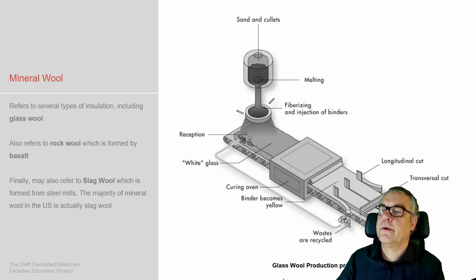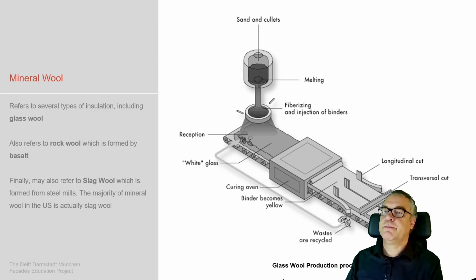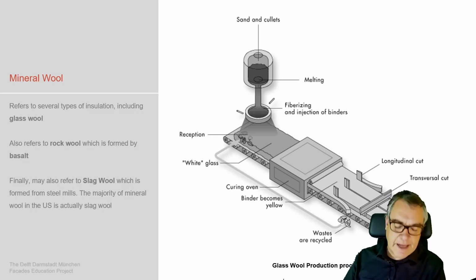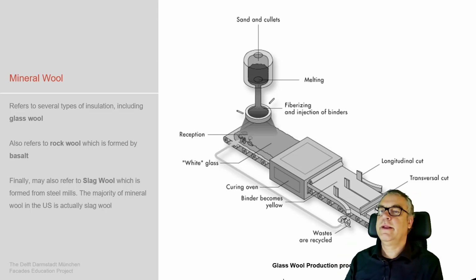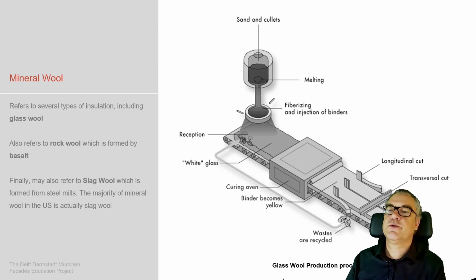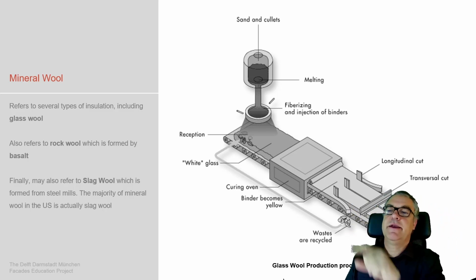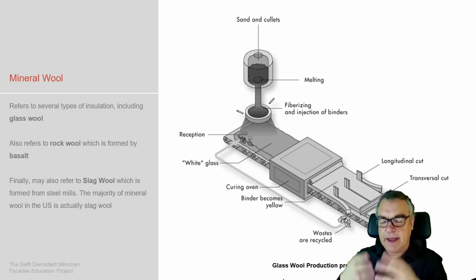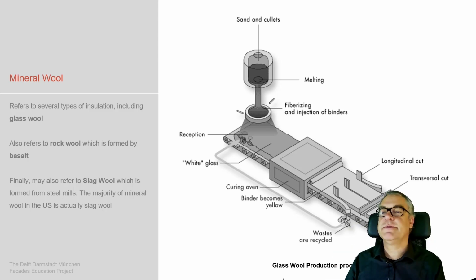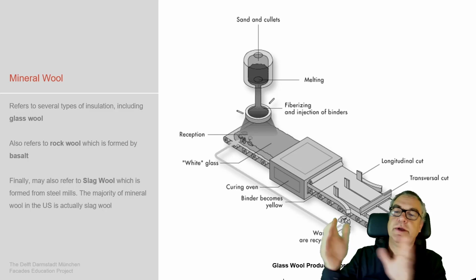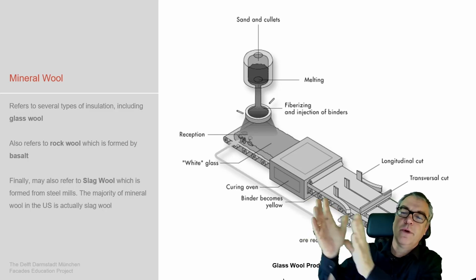Mineral wool. Close to rock wool. We're going to see both of them. The first is glass wool, close to rock wool. Glass wool refers to the sand, which is melted, which we see there. Then it's made into fibers, like we saw in the previous slide, and then brought into position. And then you see the curing oven where it's compacted.